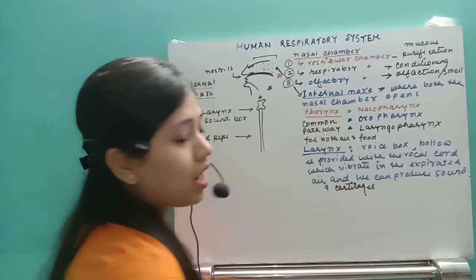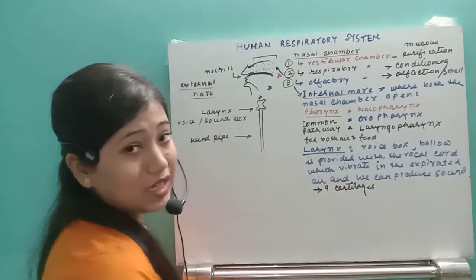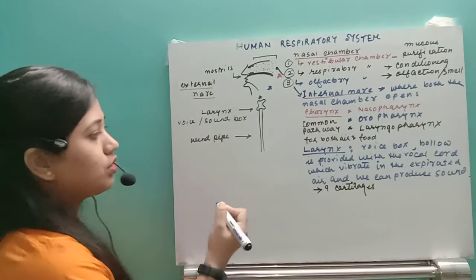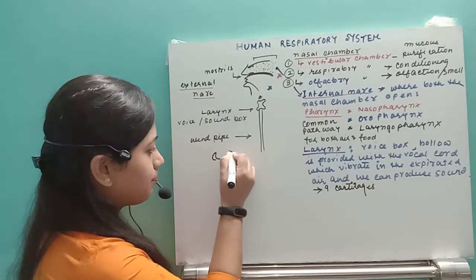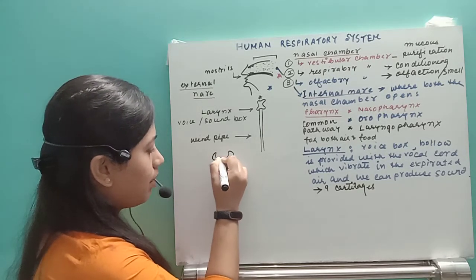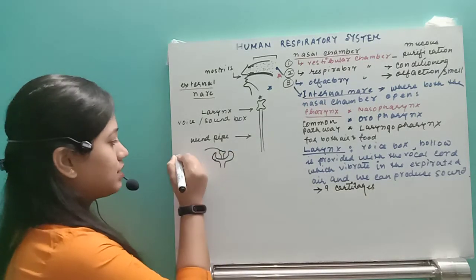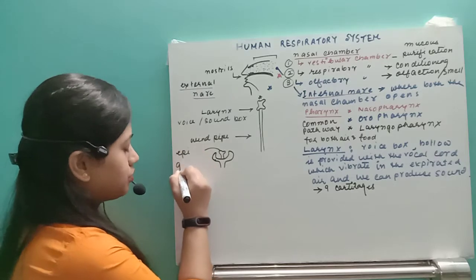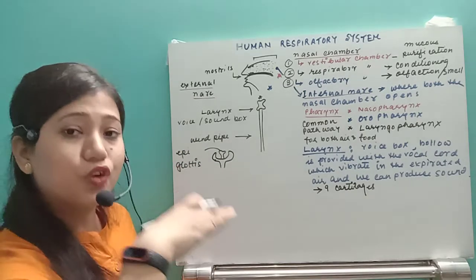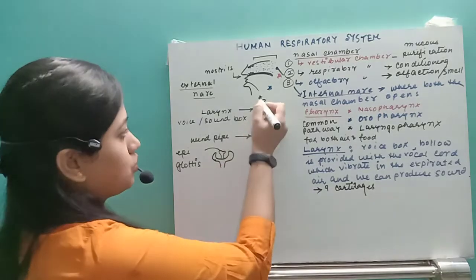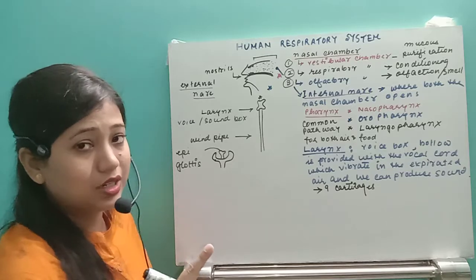So just see what are the 9 cartilages. First of all, what are those 9 cartilages? I will draw the larynx here. You can see this larynx is like this. Above the larynx we are going to have one structure. This is called the epiglottis. Remember, the epiglottis is the first flap above the larynx. This is also one cartilage.